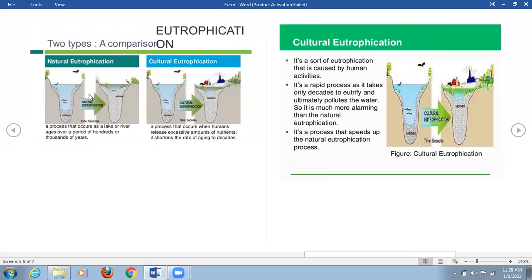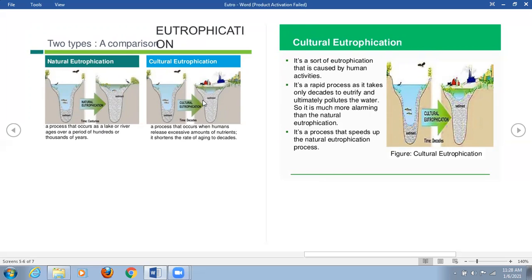This process is known as natural eutrophication. So on the left hand side of your screen, you can see the comparison between natural eutrophication and cultural eutrophication. Natural eutrophication, as I already told you, is a process that occurs as a lake or river ages over the period of hundreds or thousands of years. So it is a very slow process.